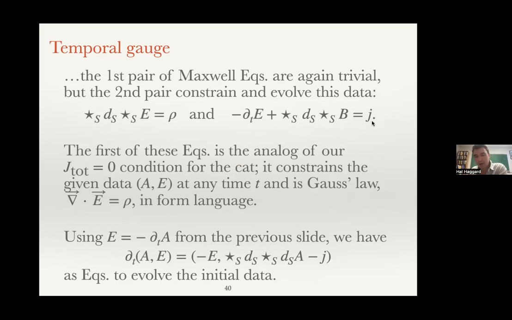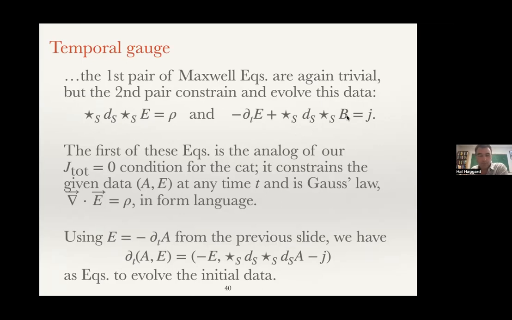On the other hand, the other equation contains the evolution part. So we can think of this as dt, evolving the electric field components given the A and E. The A is partly in this B.